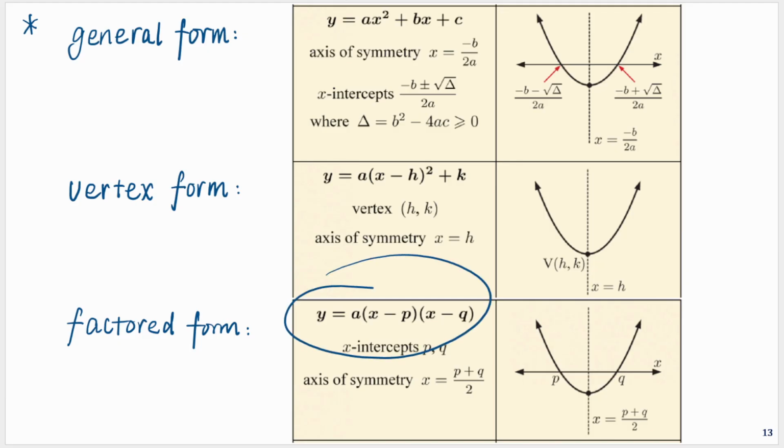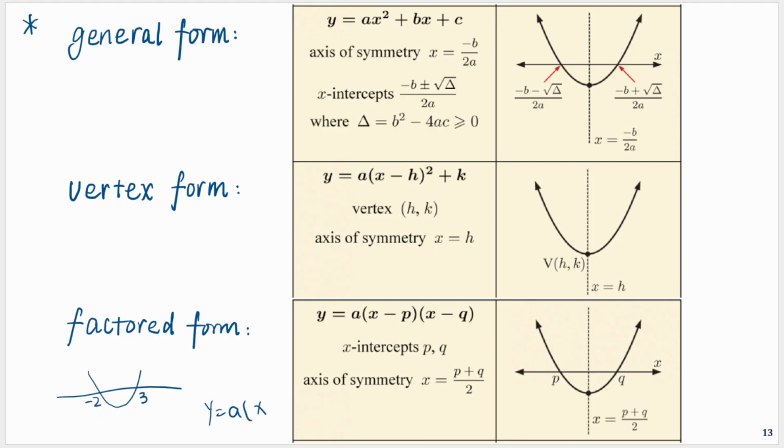All right, so in that case, the factored form involves 2 parameters, p and q. p and q are the zeros of the quadratic function. Can you see that? You can only use this form when you know the zeros, right? For example, if I give you a graph here, you know this point is -2 and this point is 3. Then we can write this function as y equals a times (x plus 2) times (x minus 3), right?